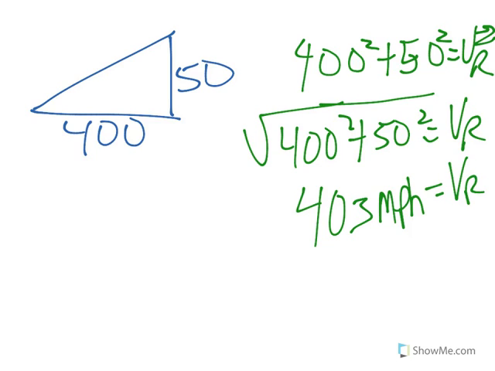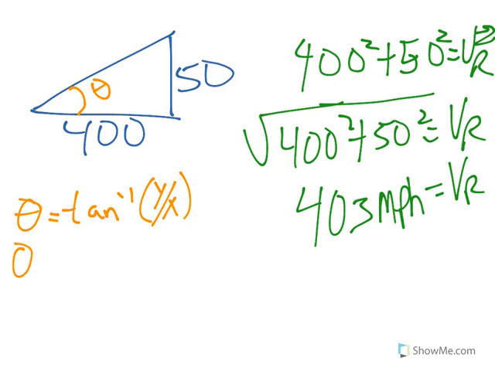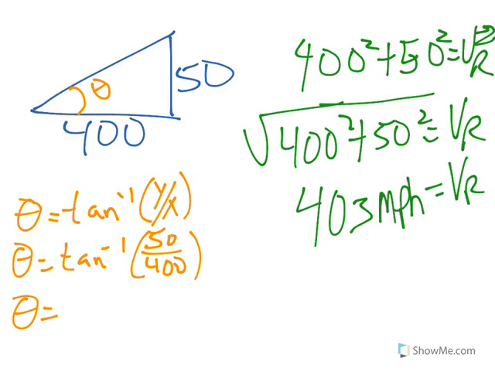But you're not done yet because you need a direction, and so we have to find the angle. And the angle we're trying to find is this angle right here. And the way we find that angle is always the same. It's going to be inverse tangent y over x. So we do inverse tangent 50 over 400. And if we do that, we should get an angle of 7.12, I believe. So our angle would be equal to 7.12, and this is an angle that is north of east. Okay? So we would put northeast next to that.